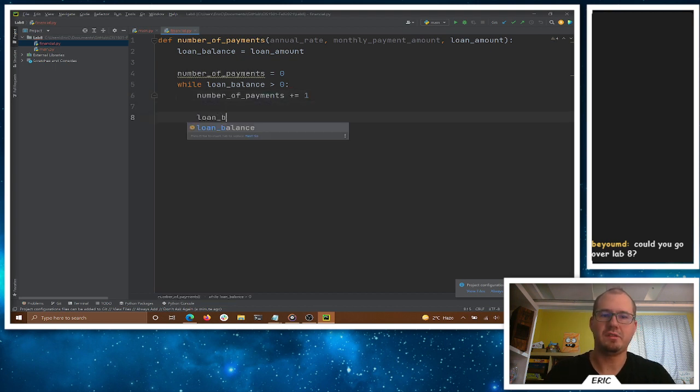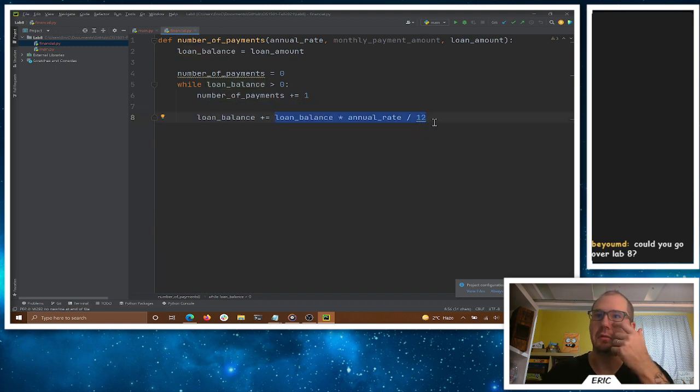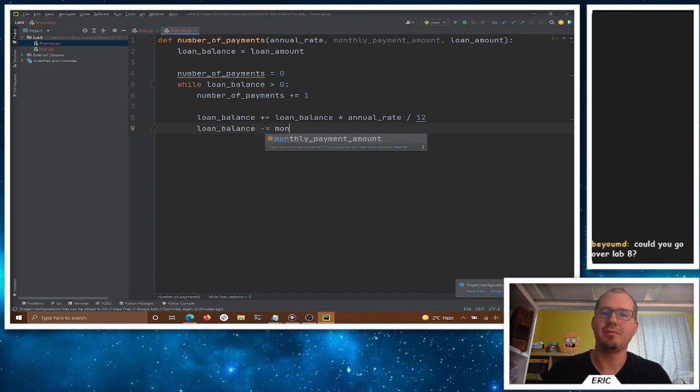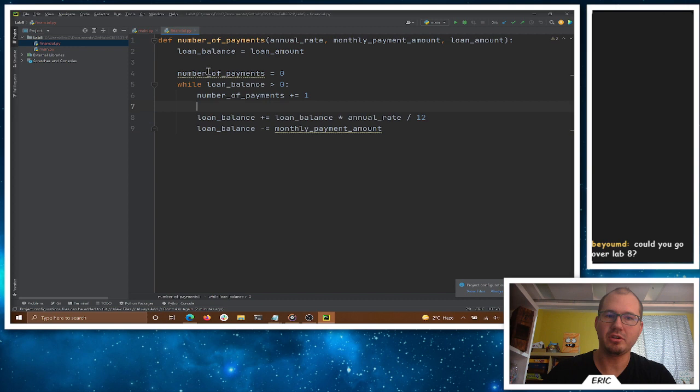We're going to take our loan balance, and we're going to add to it the loan balance times the annual rate divided by 12, because that's the monthly rate. So take the balance, apply the monthly rate. If it's 3% interest, that'd be 1/4 of 1%. So you pay 1/4 of 1% of interest added to the loan, and then we'll take our loan balance and subtract the monthly payment amount. And this just keeps on going until our loan balance is no longer greater than 0.